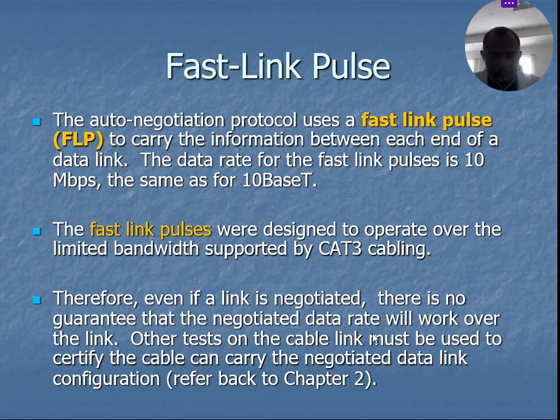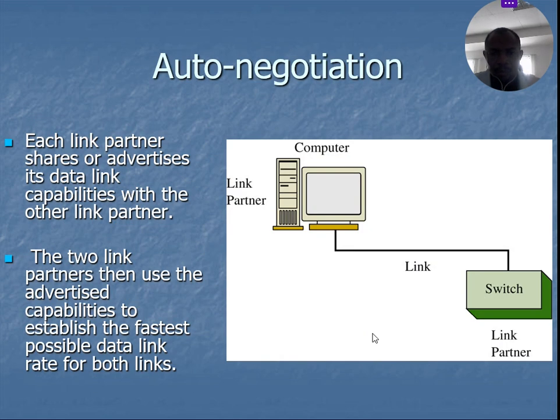So you must test the cable link, and you must be able to satisfy whether the cable can carry the negotiated data link. Okay. So not only when it's auto-negotiated do we feel like the job is done. We must do some cable testing. You must carry out other tests on the cable to ensure that this link is perfect for data transmission and data reception.